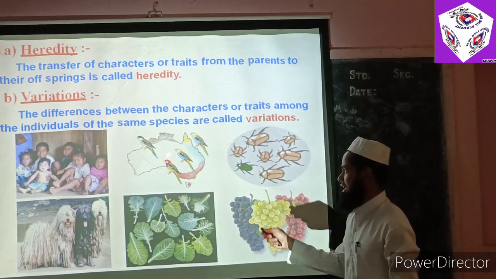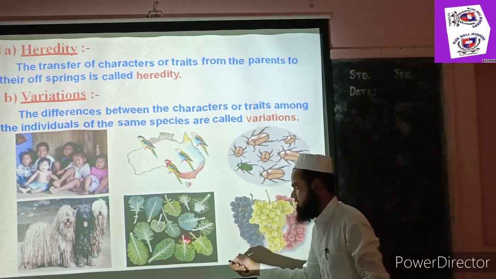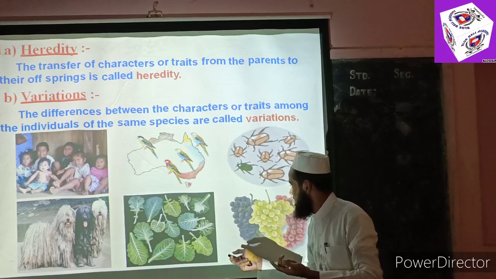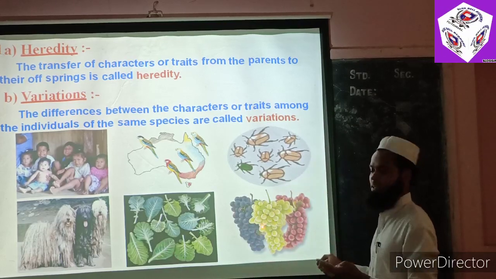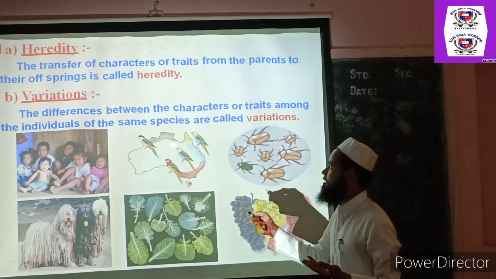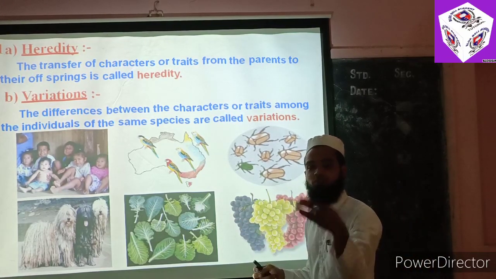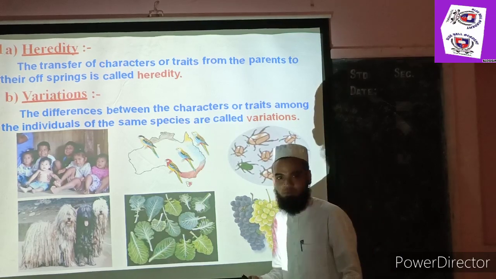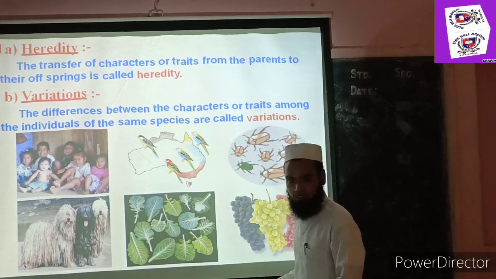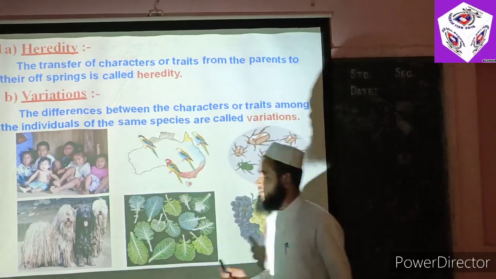You can observe, I have collected some pictures here. Can you see, are all the leaves of the same type? No. Are the grapes the same? No. Are these beetles the same? No. Everyone is quite different from each other. So these differences from their parents to the offspring, we consider as variation. Let's move on to the next slide.